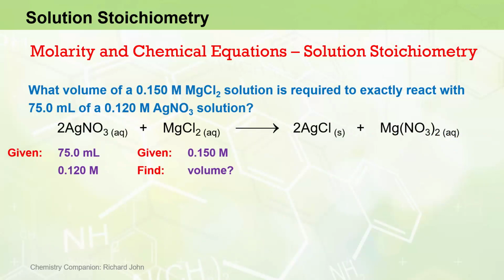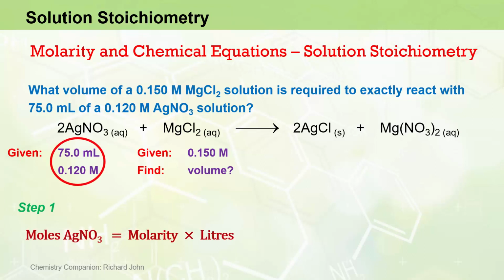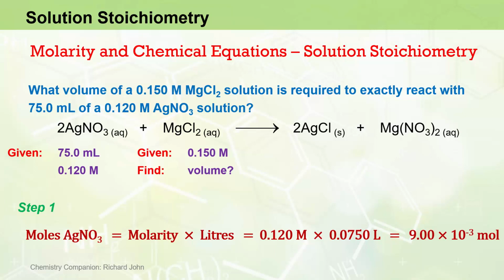So going back to our specific scenario, in step 1, we calculate the moles of silver nitrate by multiplying concentration and volume in terms of molarity and litres. And this gives us 0.120 moles per litre times 0.0750 litres. And you will note how we've converted the 75 millilitres into litres in order to do this calculation. And we get the answer of 9.00 times 10 to the minus 3 moles of silver nitrate.